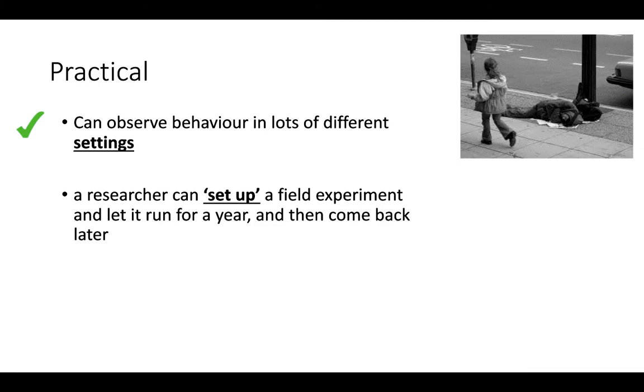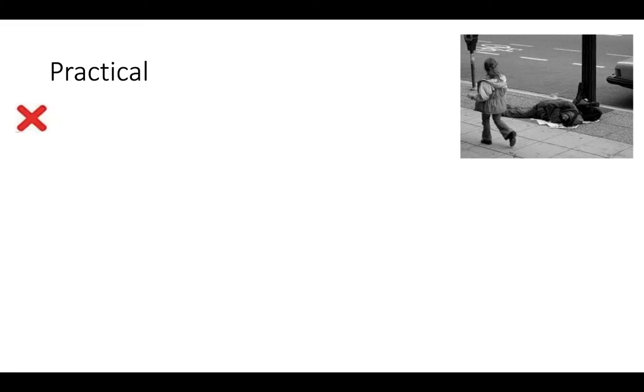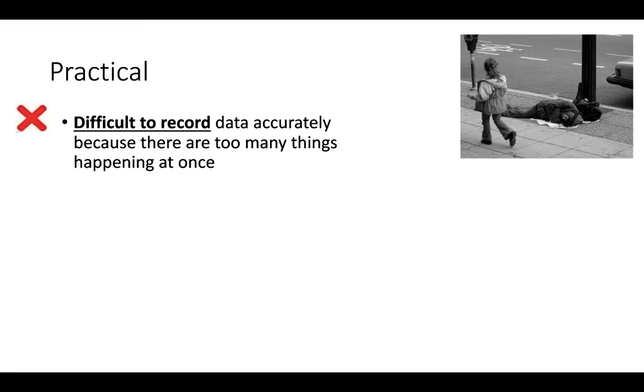You just wouldn't practically be able to do it, because you can't just put people in a room for weeks and weeks and weeks. Practical disadvantages, well, it's very difficult to record data accurately because there are too many things happening at once. So when you're watching the bystander effect, are you watching everyone that's walking past? Are you watching the reactions of everyone as they walk past? Are you only measuring people that stop? In that sense, you're missing lots of data because it's too hard to see all of that at the same time. That's why you try and film it.